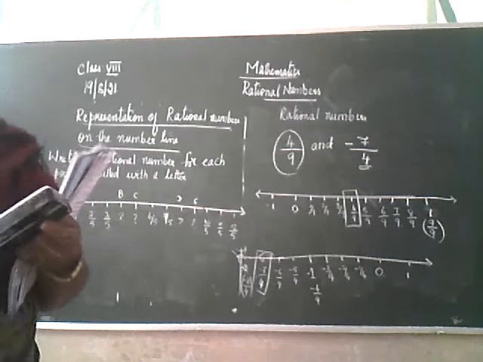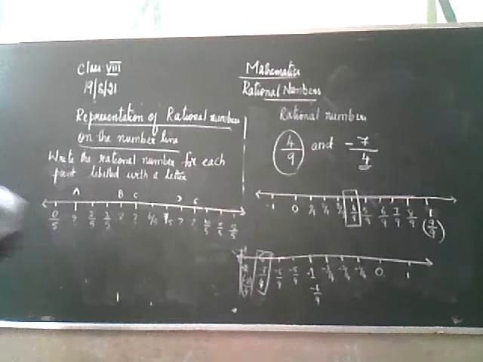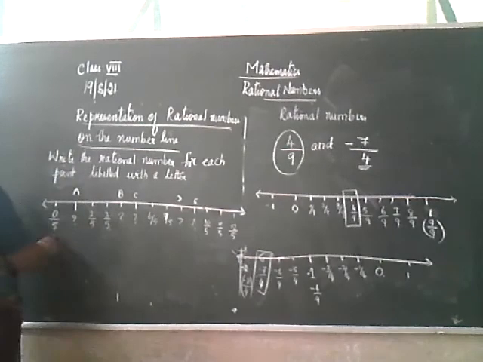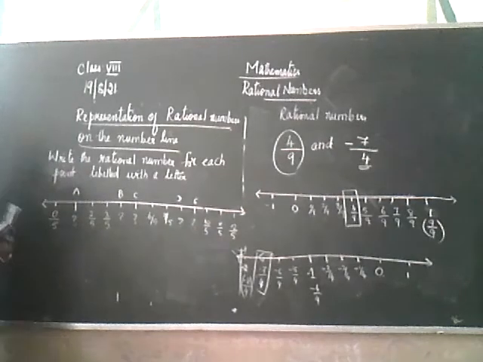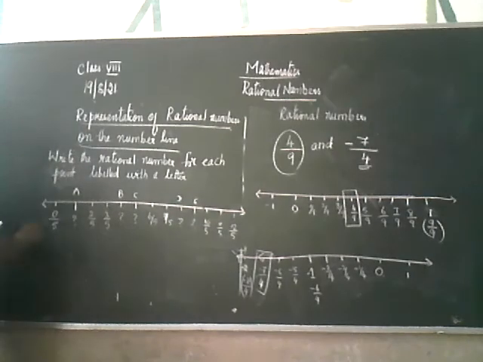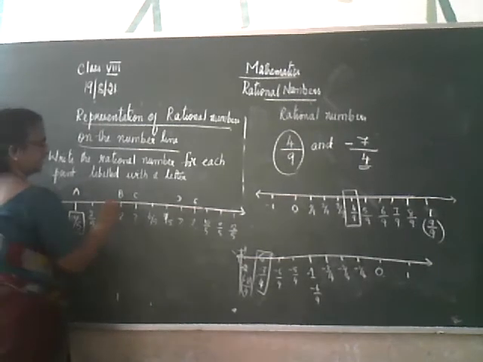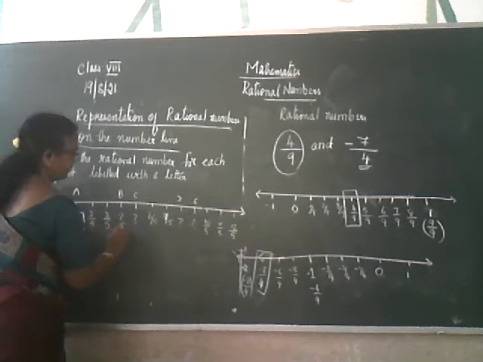Numbers are left. You have to complete it. See, you see the denominator. It divides into 5 equal parts. So if it is 0 by 5, the next number will be, yes, 1 by 5. So A is 1 by 5. 2 by 5, 3 by 5. B is 4 by 5, isn't it?